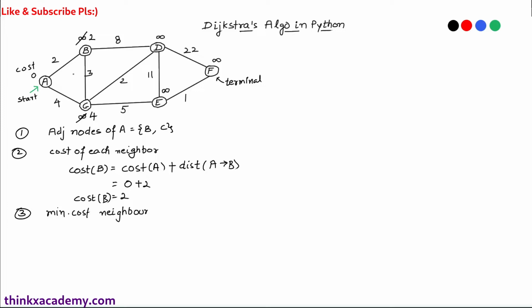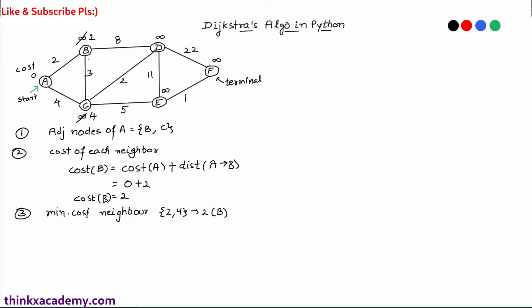And here we have B and C. Out of these two, you can see B has a lower cost, which is 2. So the minimum cost neighbor out of 2 comma 4 is going to be 2, which belongs to the node B, right? So now we are going to ignore C and explore the node B.